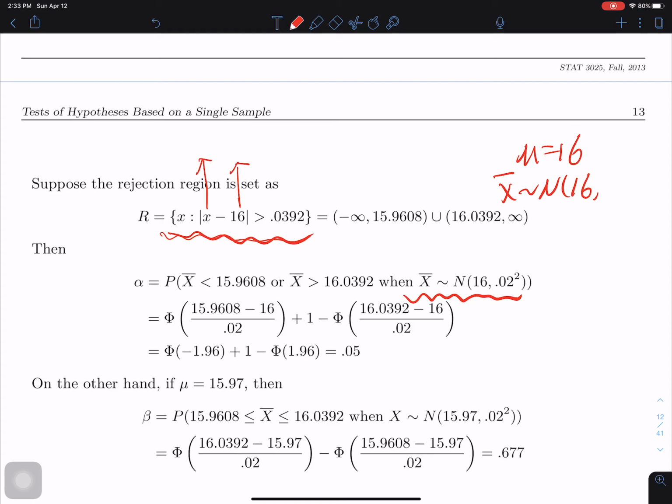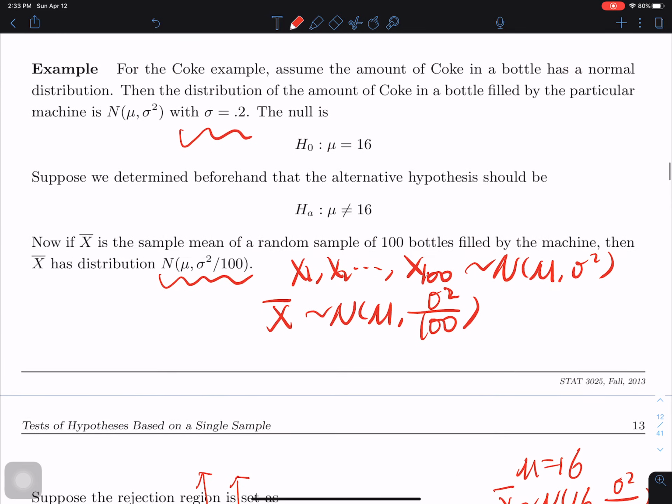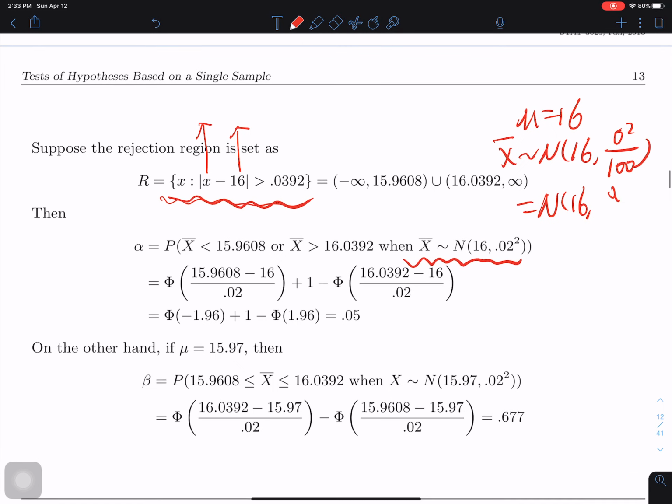and variance sigma squared divided by 100. That is to say, and that will give us, right? And because my rejection region is this, so reject, alpha.